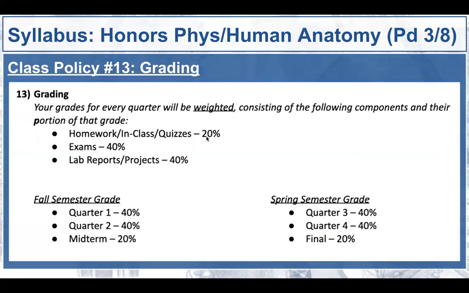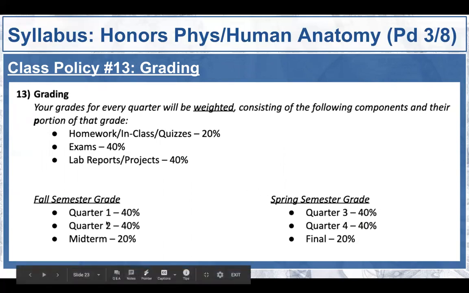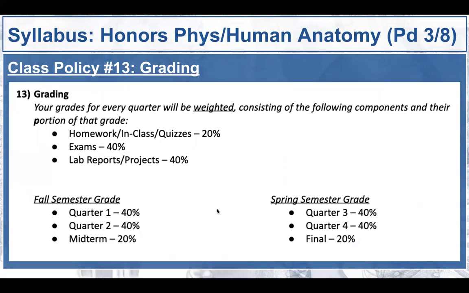Grading, everything is weighted. Your homework and in-class stuff is 20%. Quizzes should be down here with exams. Okay, so any sort of assessment like that is 40% of your grade, and then lab reports and larger projects are the final category, and that's 40% of your grade. Okay, and then the breakdown is just like for any other class, 40, 40, 20 for each quarter, and then the midterm or the final. And then your yearly grade will be 50% this, 50% that.